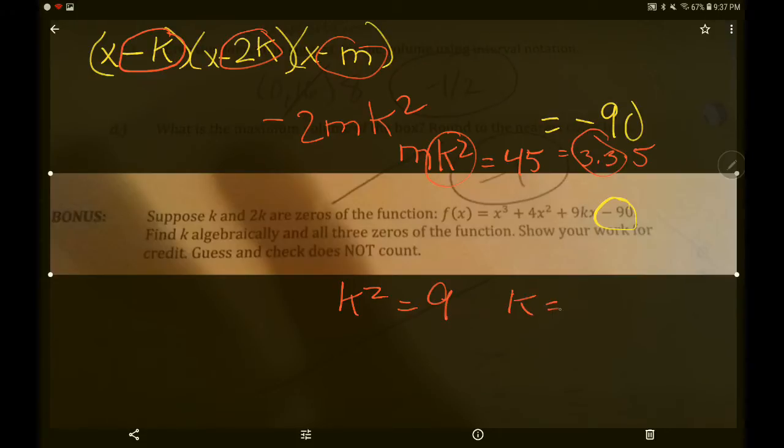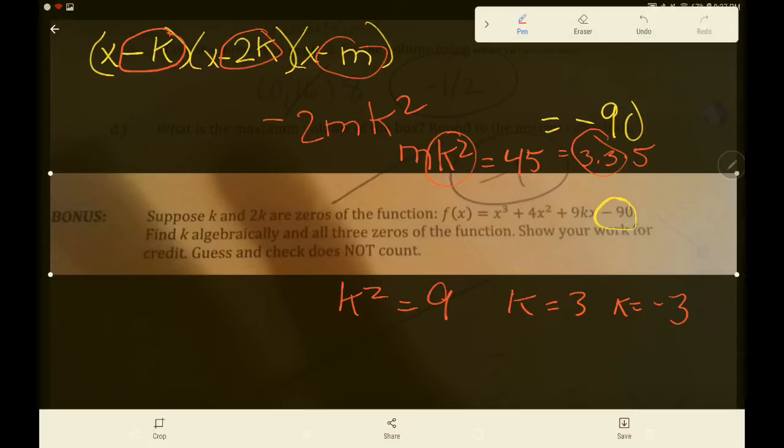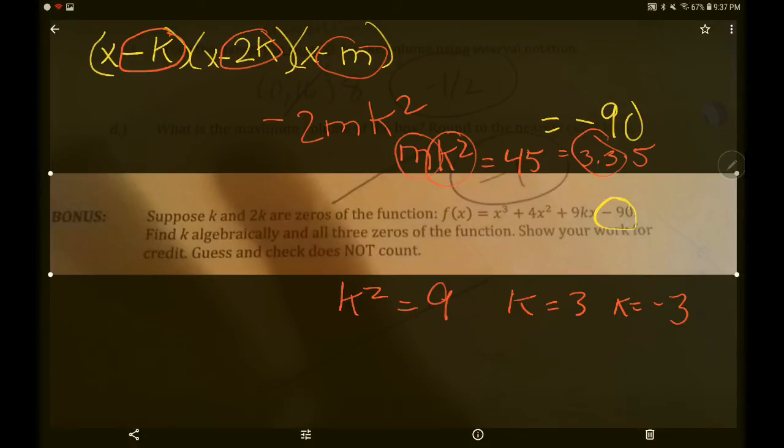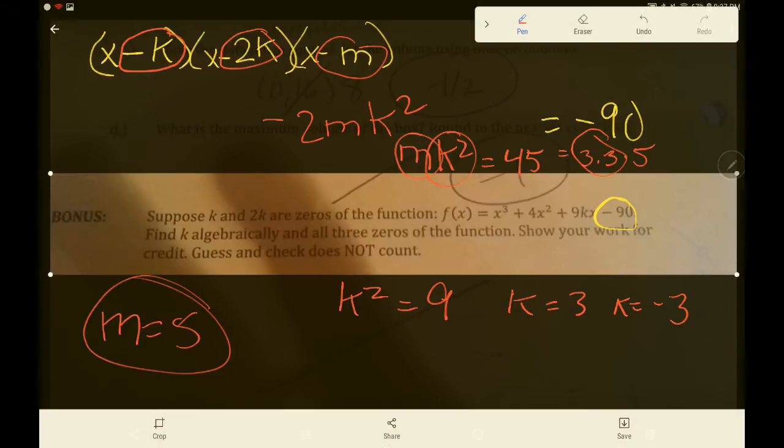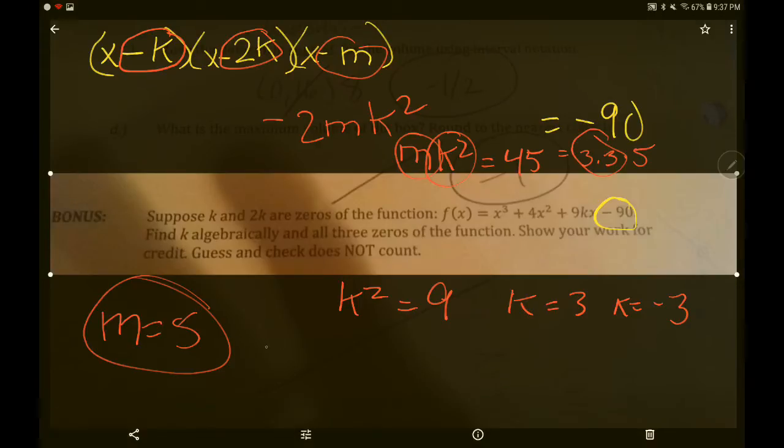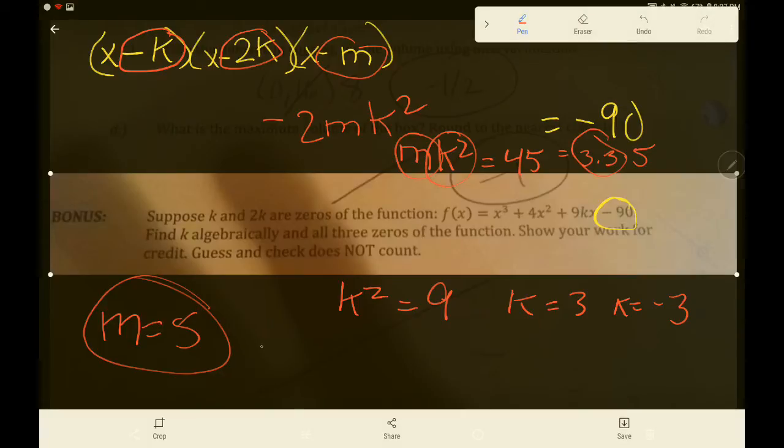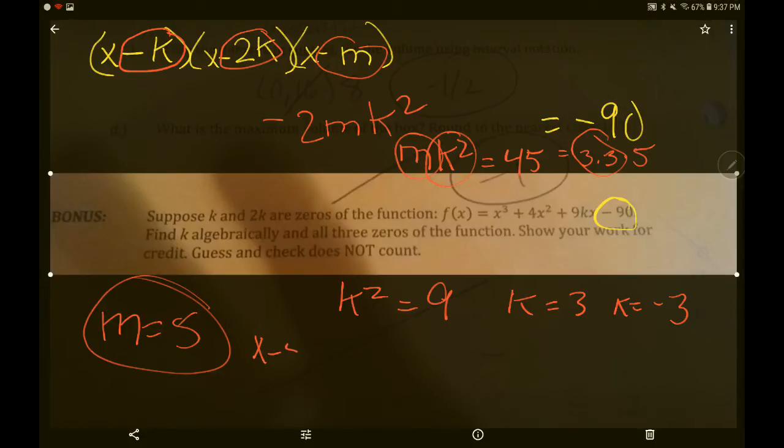So we see that k squared has to equal 9, but we are not allowed to guess. k can be either 3 or negative 3, and we don't know which. We're not going to guess because this problem says do not guess and check. We know that k squared is 9, so we know that m does have to equal 5. And that is one of the roots, m equals 5. So one of the factors is x minus 5, and that's for sure.